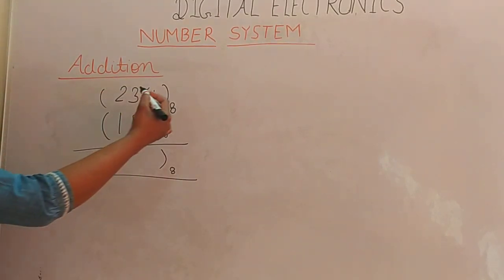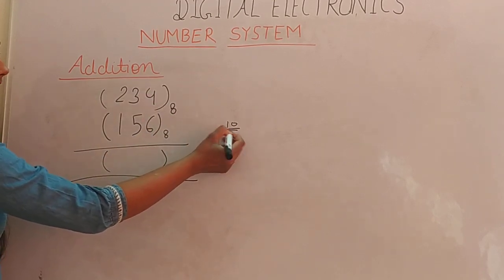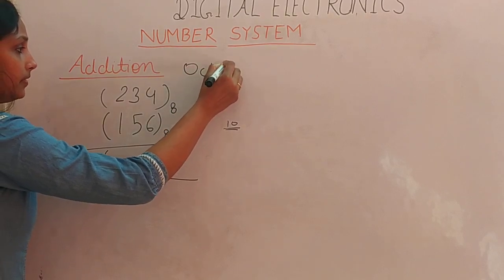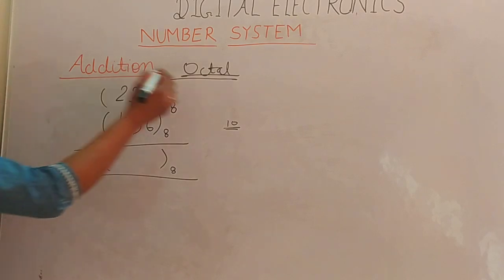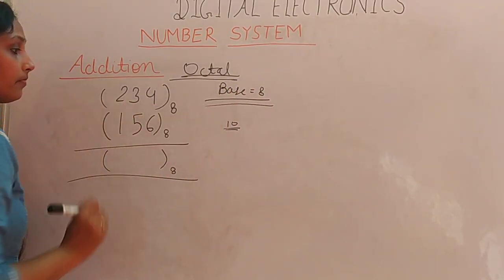So first, according to the procedure, 4 plus 6 is 10. But it is an octal number system. We have to follow the procedure. The base of octal is 8. We have to remember this.